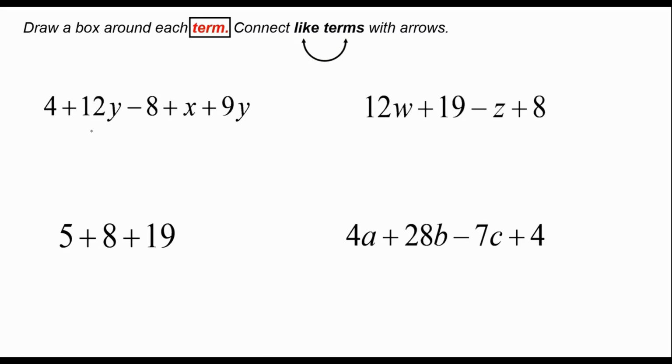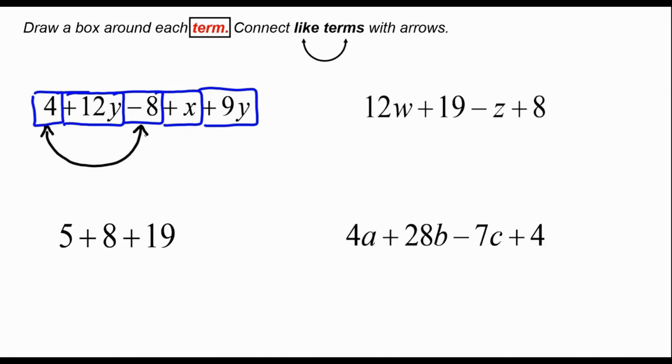So this first expression, 4 plus 12y minus 8 plus x plus 9y, has quite a few terms. 12y, 8, x, and 9y. So now we need to look and see, do any of these terms match or belong together? Are there any terms that have the same variable, or do we have any constants that go together? So this first term is a constant, so it'll go with any other constants as well. And we can see right here we have another constant here. So the 4 and the 8 are like terms.